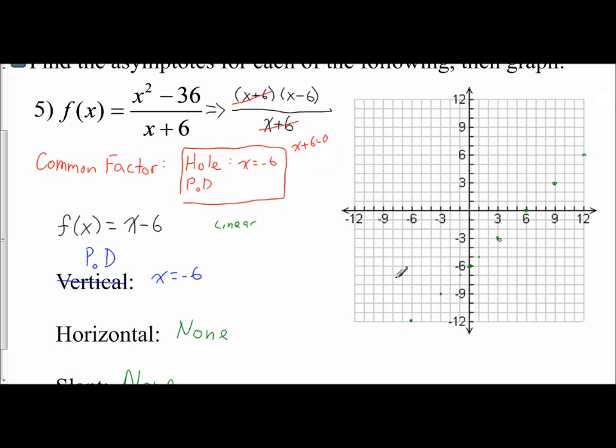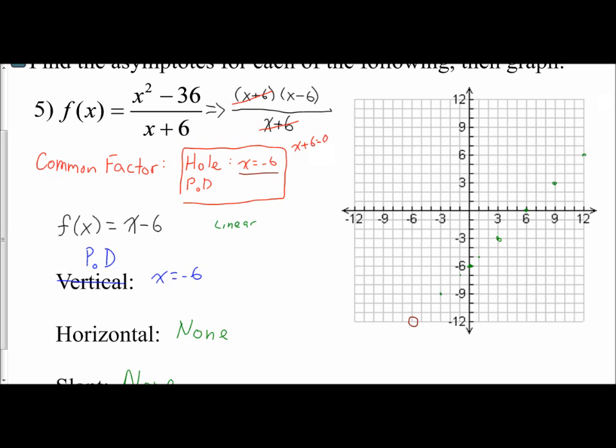Now what should stand out in your mind is that there is a hole at x equals negative 6. So here's where x equals negative 6. I'm going to come down. This point I marked right here is actually a hole. It is not part of the graph. It cannot be part of the graph because it's where the denominator equals 0. So at this x equals negative 6, I am going to put a hole, and we use an open circle for that.